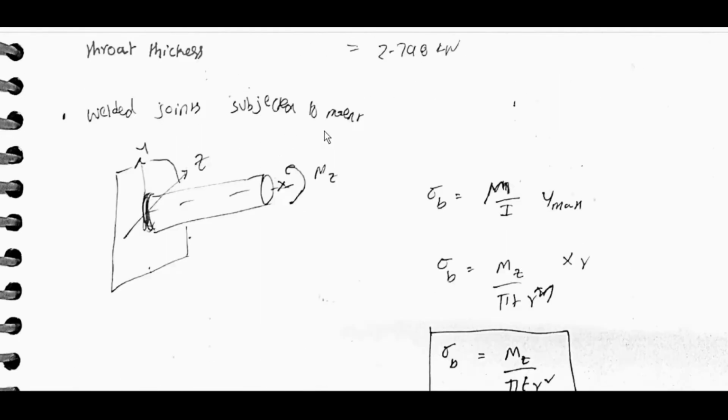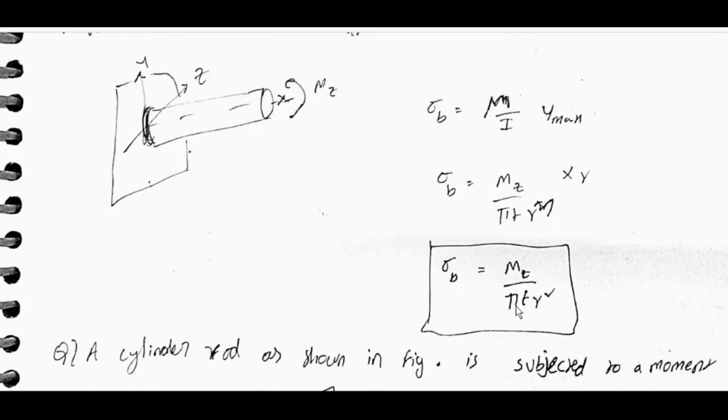Welded joint subjected to moment. Sigma b is equal to M by I into y max. Sigma b is equal to Mz by pi t r cube into r. Sigma b is equal to M by pi t r square.